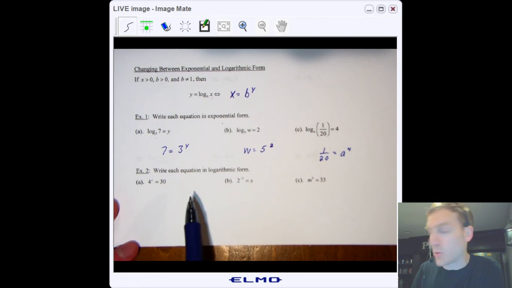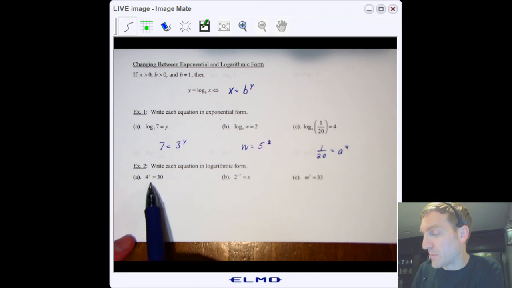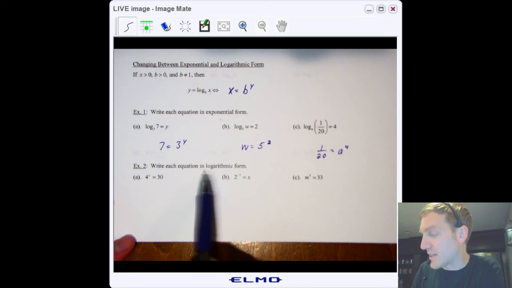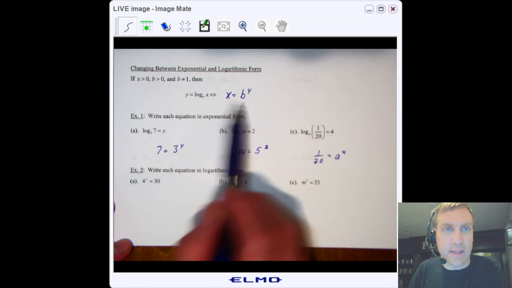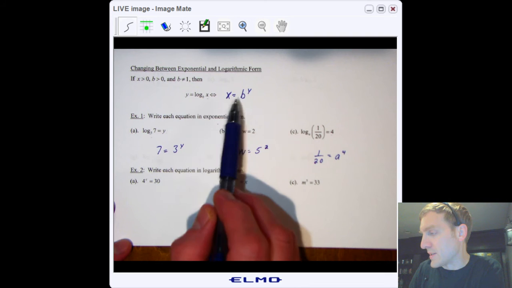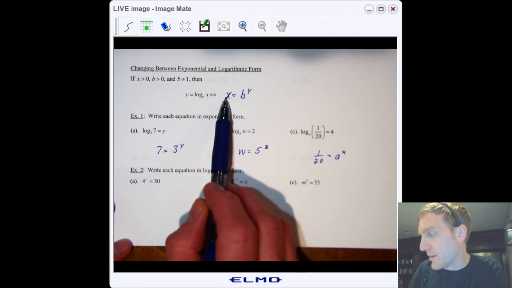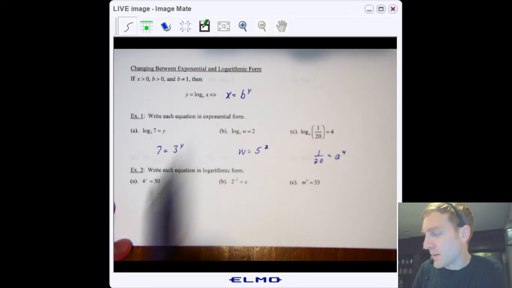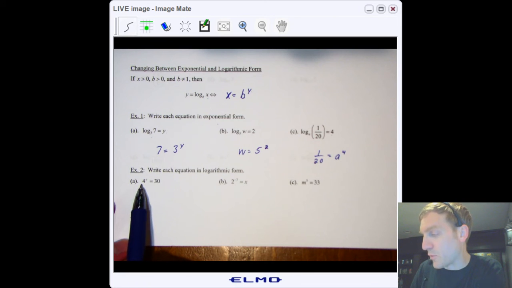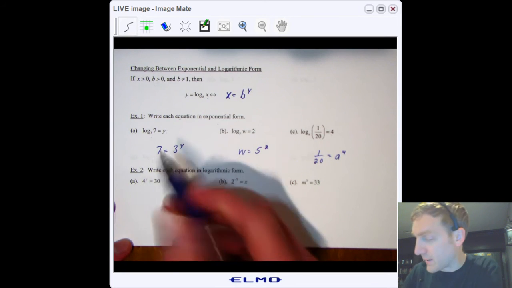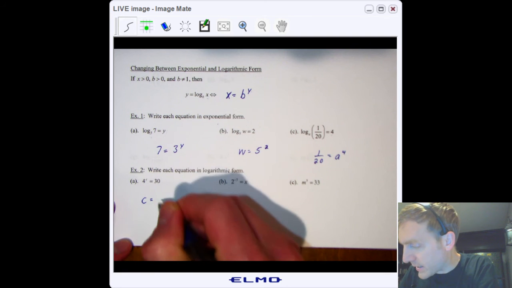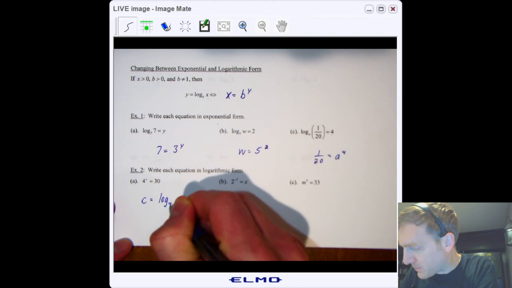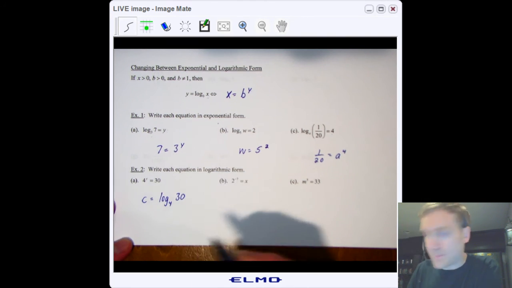Now let's flip it around, go backwards. I'm going to give you an exponential equation. I want you to write it as a logarithm. So now we're going right to left. We're going to say log base b of this number equals this. In this case, log base 4 of 30 equals c. So let me write that down. C equals log base 4 of 30.